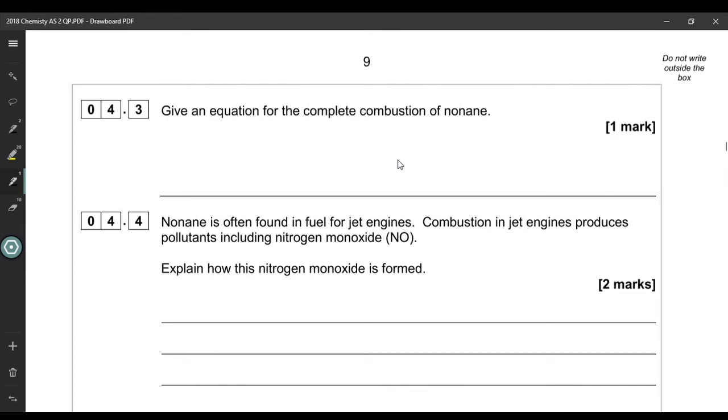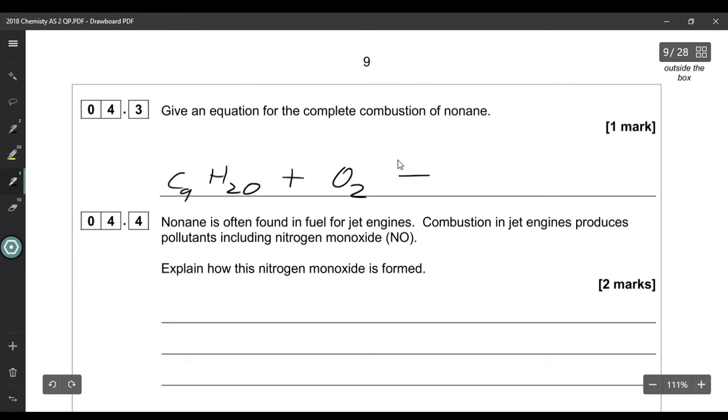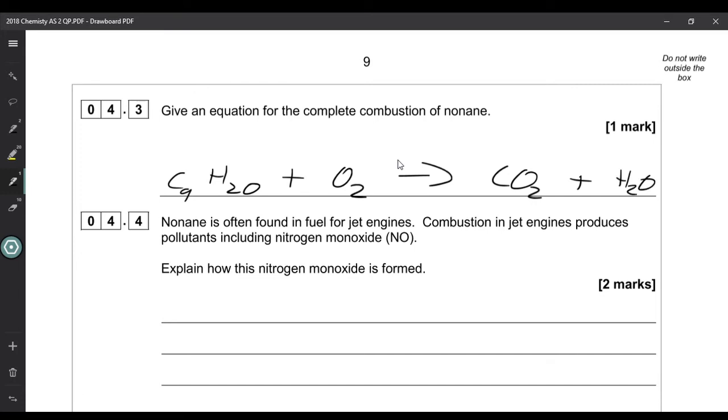Given equation for the complete combustion of nonane. So this is just balancing equations. The formula for nonane is C9H20, and we know that we need oxygen, and we know the products are CO2 and H2O. So now it's just a case of balancing the equation, and we end up with 14 oxygen, 9 CO2 and 10 waters.